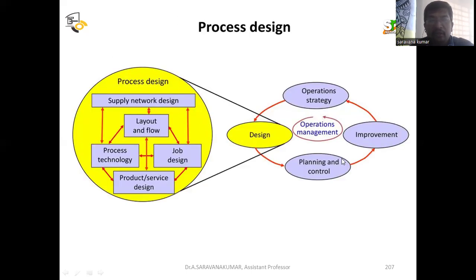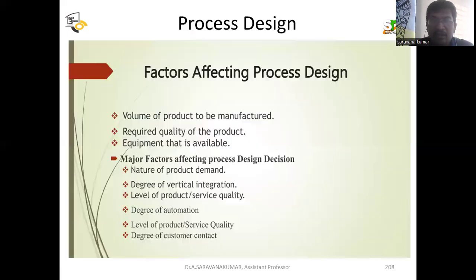In this structure, you can understand process design. Process design is nothing but supply network design, layout and flow, process technology, job design, and product or service design. So it will be connected to the design. Everything will be connected to operations strategy, operations management, and planning and control. Why are we doing all these things? Because of improvement. We need some improvement. That is why we do process design.